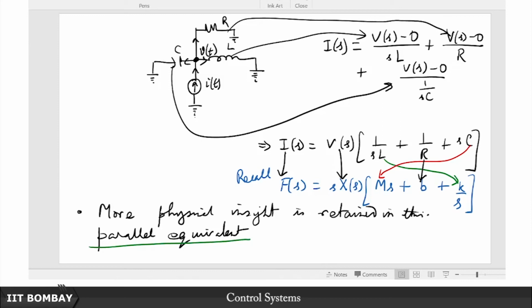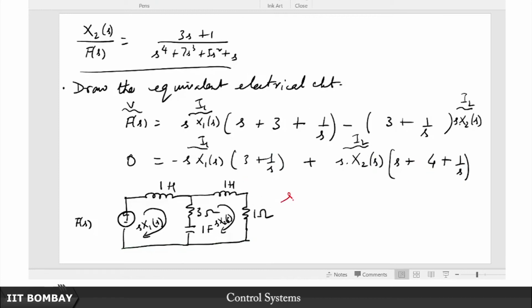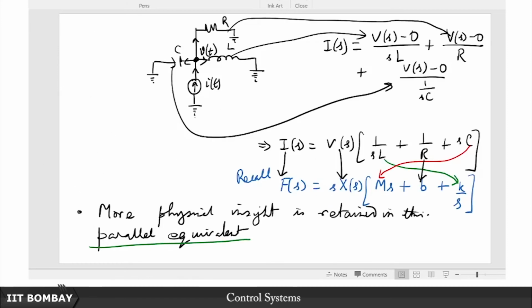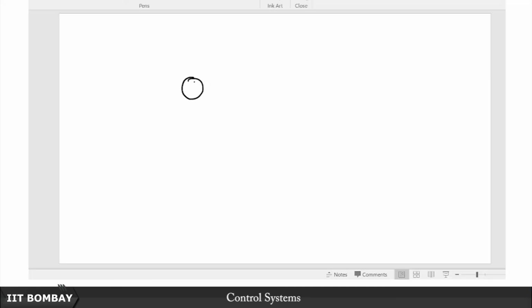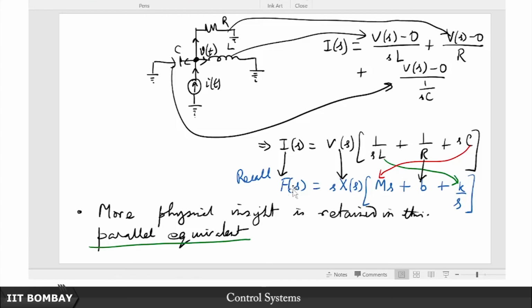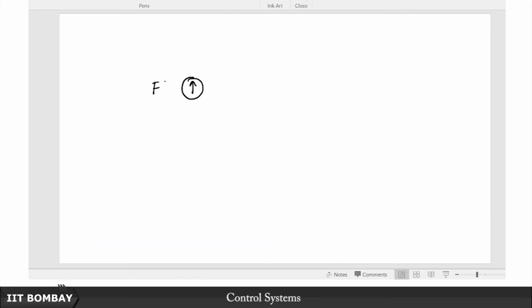Before going into that, let me just draw the equivalent parallel circuit. We have seen this is a series equivalent circuit for the mechanical system. Let me put in a little more effort and draw the parallel equivalent circuit for this same bunch of equations. So now our goal is to get the parallel equivalent for this. What is the principle behind drawing a parallel equivalent? You have of course a current source replacing a voltage source. So the first thing I draw is a current source, and what is the current source analogous to? We have seen that the current source is analogous to the force. So I will just put this f of s here.